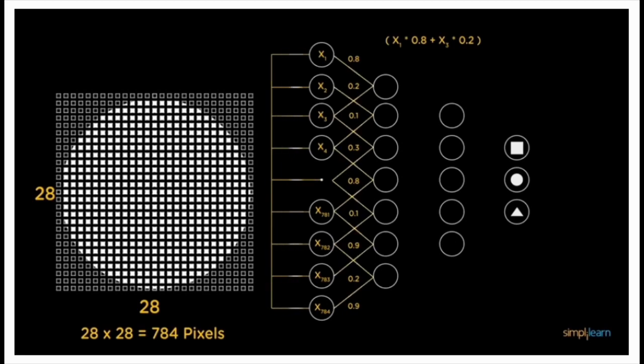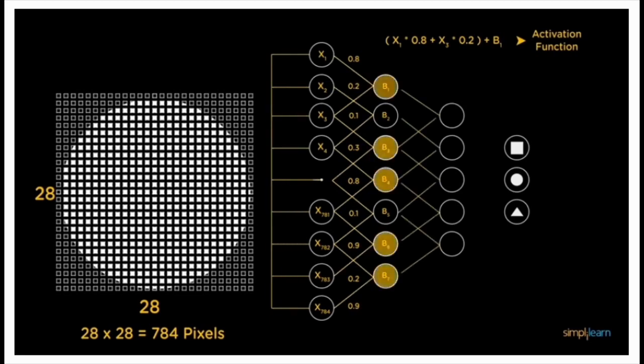Each of these neurons is associated with a numerical value called the bias, which is then added to the input sum. This value is then passed through a threshold function called the activation function. The result of the activation function determines if the particular neuron will get activated or not. An activated neuron transmits data to the neurons of the next layer over the channels. In this manner, the data is propagated through the network. This is called forward propagation.